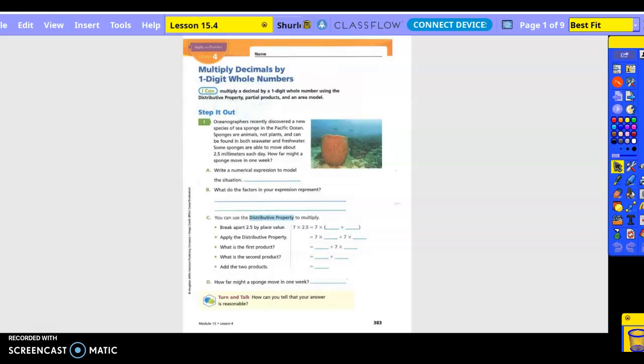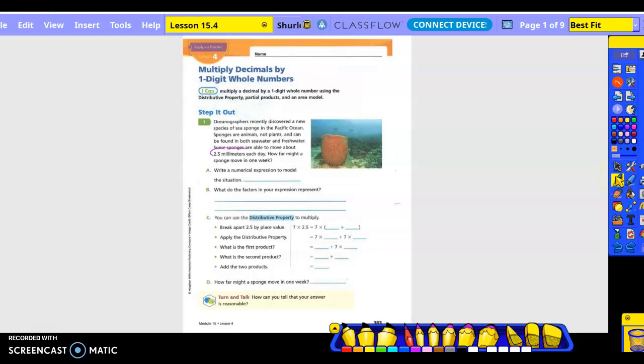So what do we need to use? 2 5/10 millimeters each day. How far might it move in 1 week? So we need to know how many days there are in 1 week. How many days are there in 1 week? 7. So you would take 7 times 2 5/10.